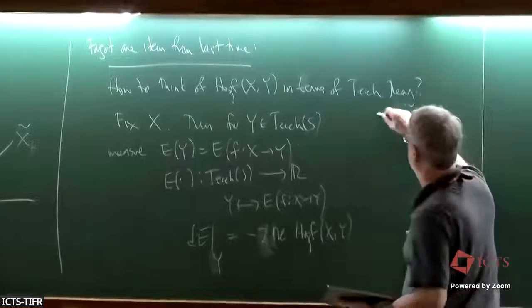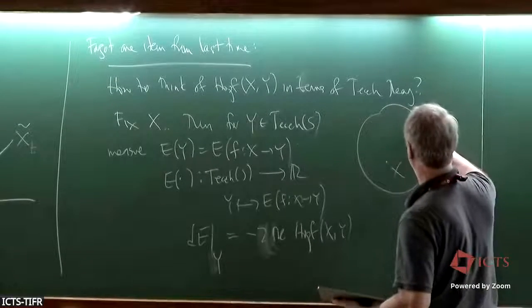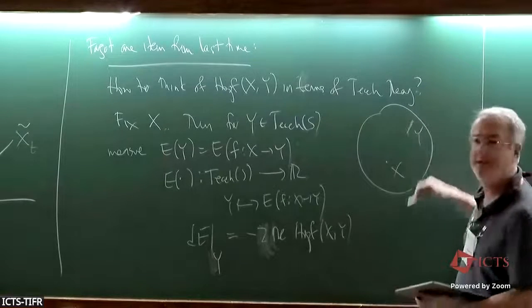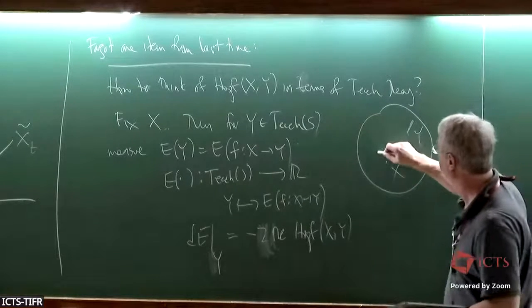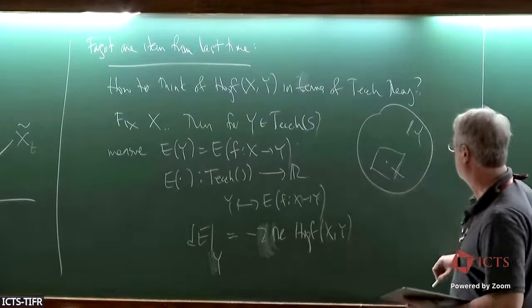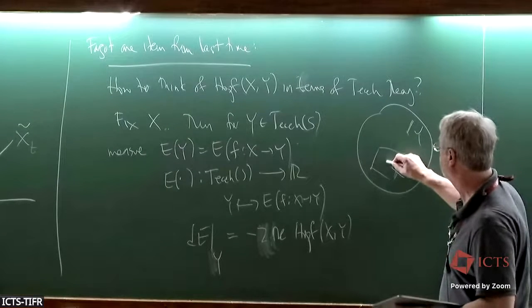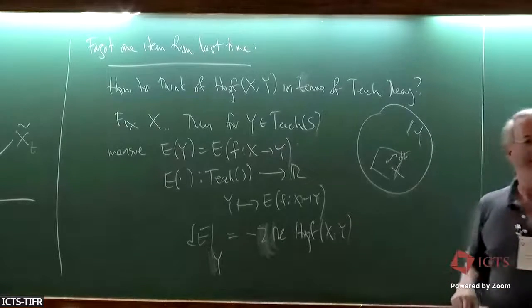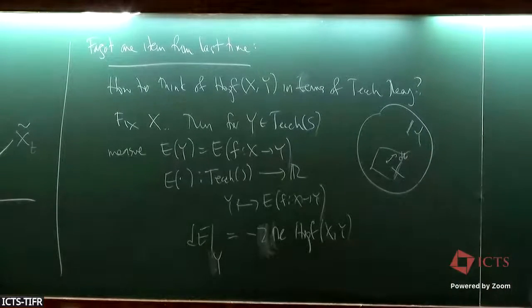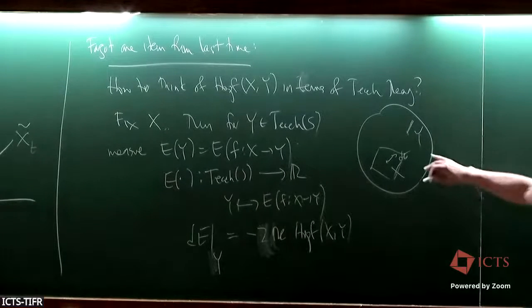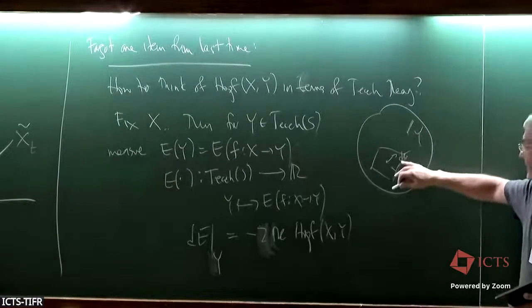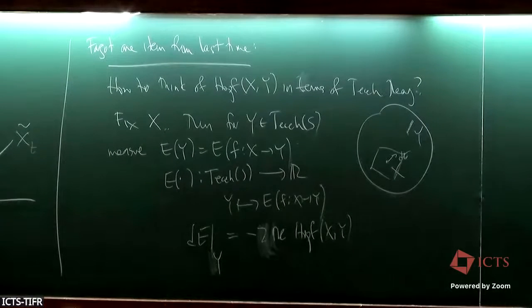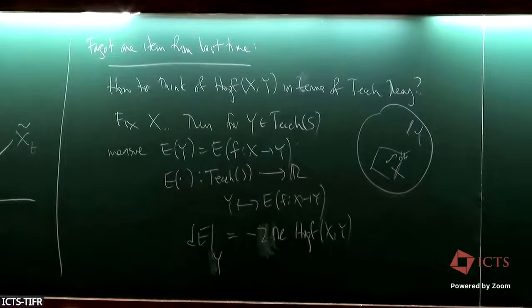So here's Teichmuller space. X is in the bottom left, Y is in the top right. I think about Y varying. And the way I would look at this is back here on X, there's some tensor, which is the differential of this energy. And that will say how the energy changes as I change Y. It's a covector.